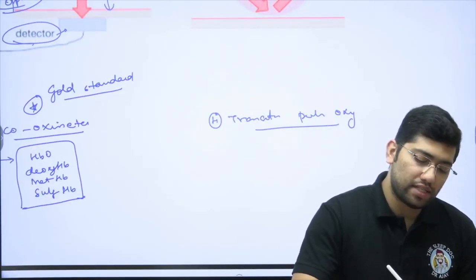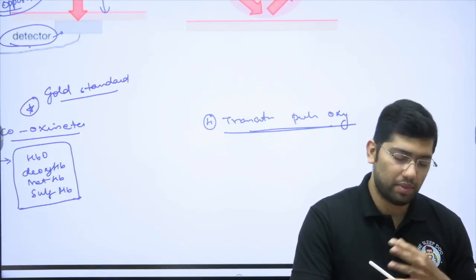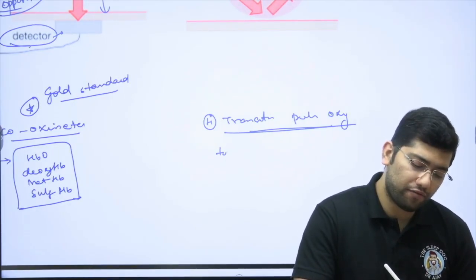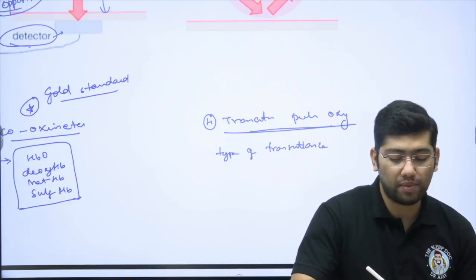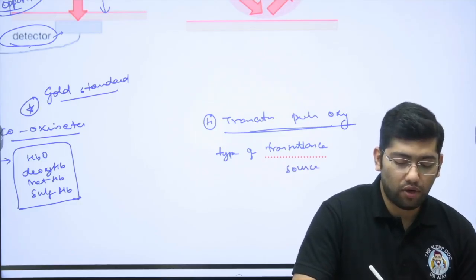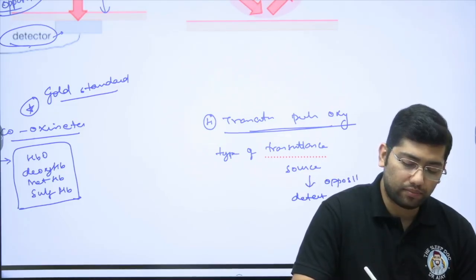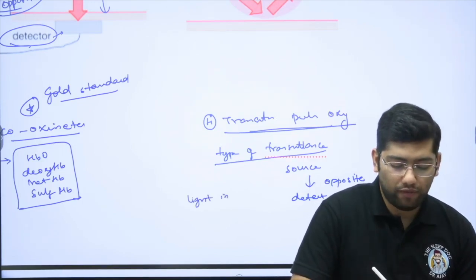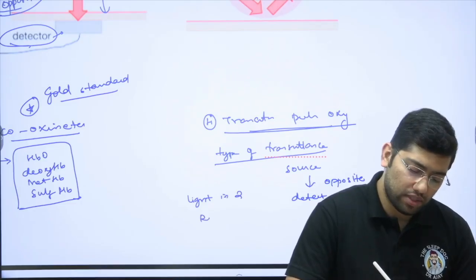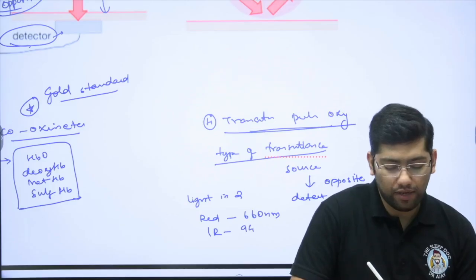Now, what is transcutaneous pulse oximetry? This transcutaneous pulse oximeter is the most common form of pulse oximeter that we use, and this is a type of transmittance pulse oximetry. So what was transmittance pulse oximetry? Where the source was on one side and the detector was on the opposite side. And this uses lights in two wavelengths. Already we discussed that, which was a red light at 660 nanometers and infrared light at 940 nanometers.